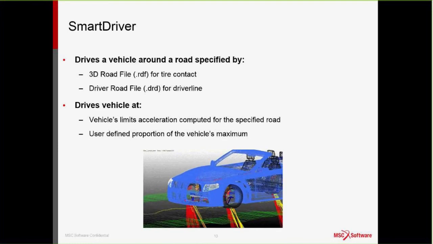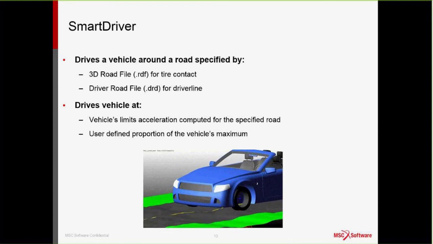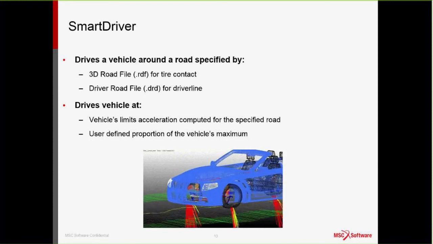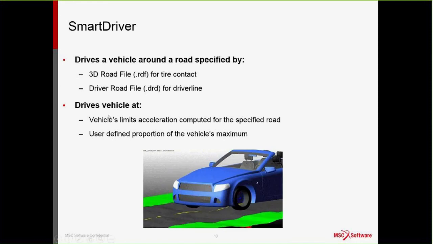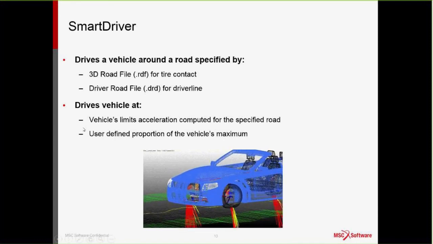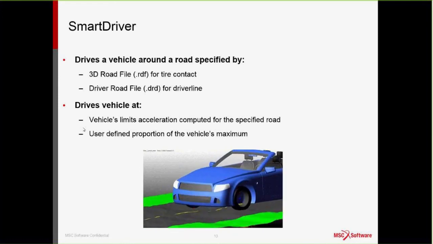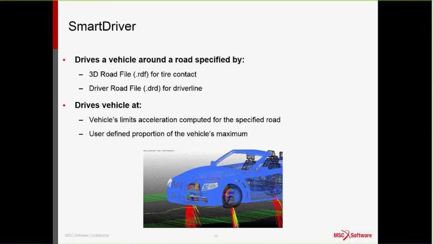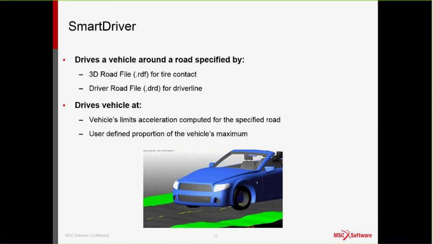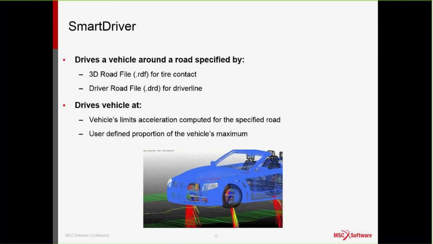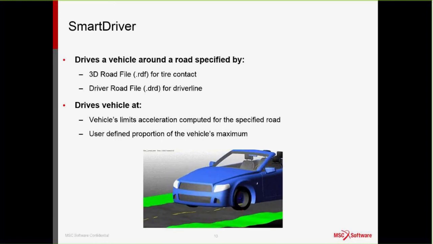With the closed loop controller, there is feedback, which means the input can be influenced by the output. With the SmartDriver, you can drive a vehicle at a predefined path with the vehicle's limits, acceleration that's automatically computed for any specific road. Or you can use your user-defined proportion of the vehicle's maximum capacity, like the acceleration or steering.